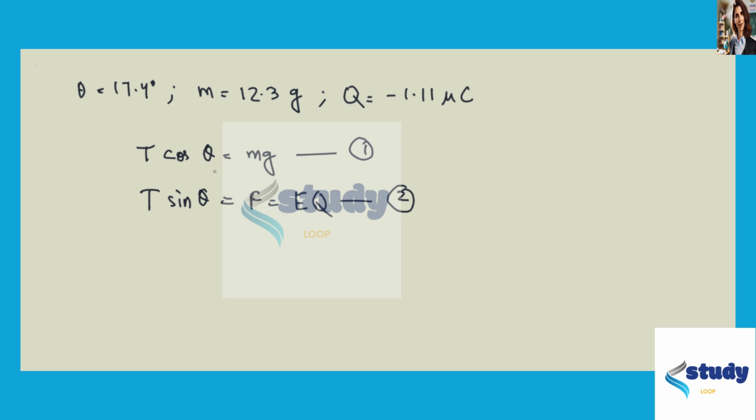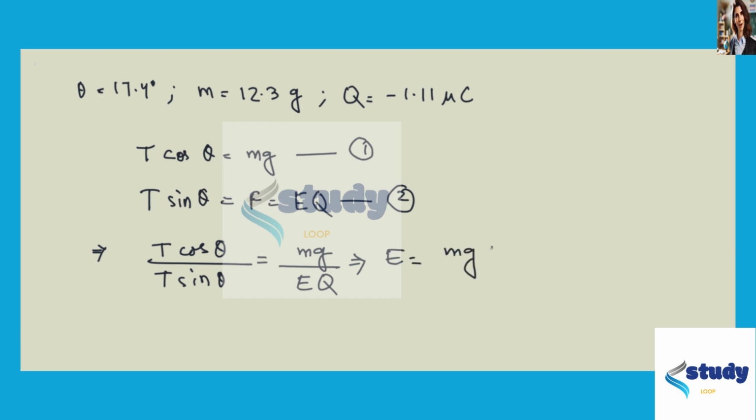Now let's divide both these equations. So that gives, let me just divide the respective sides, T cos theta over T sin theta will be equal to mg over E times Q. So this gives the electric field to be mg tan theta over the magnitude of charge, and the tension just cancels out because it's common in both numerator and denominator.